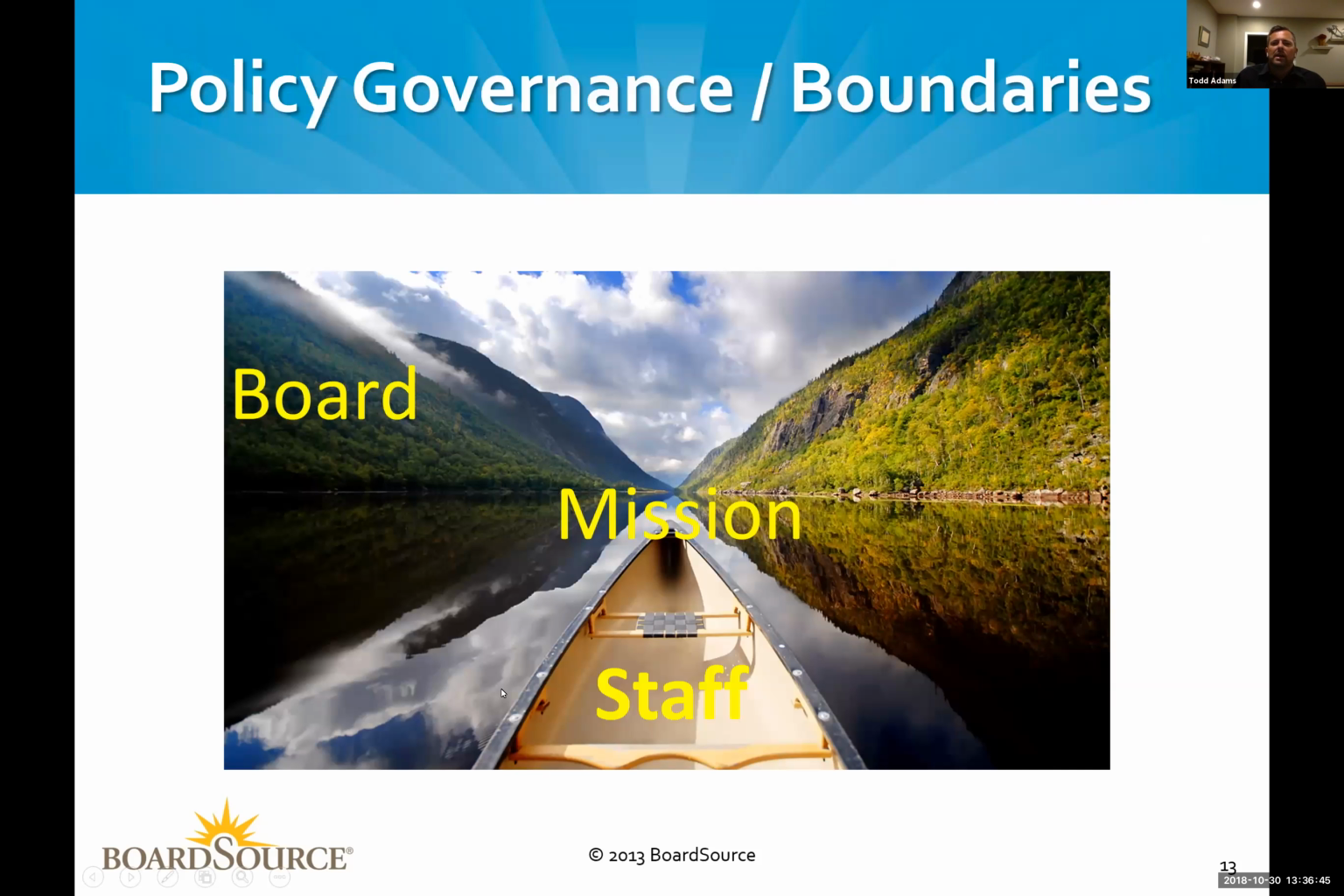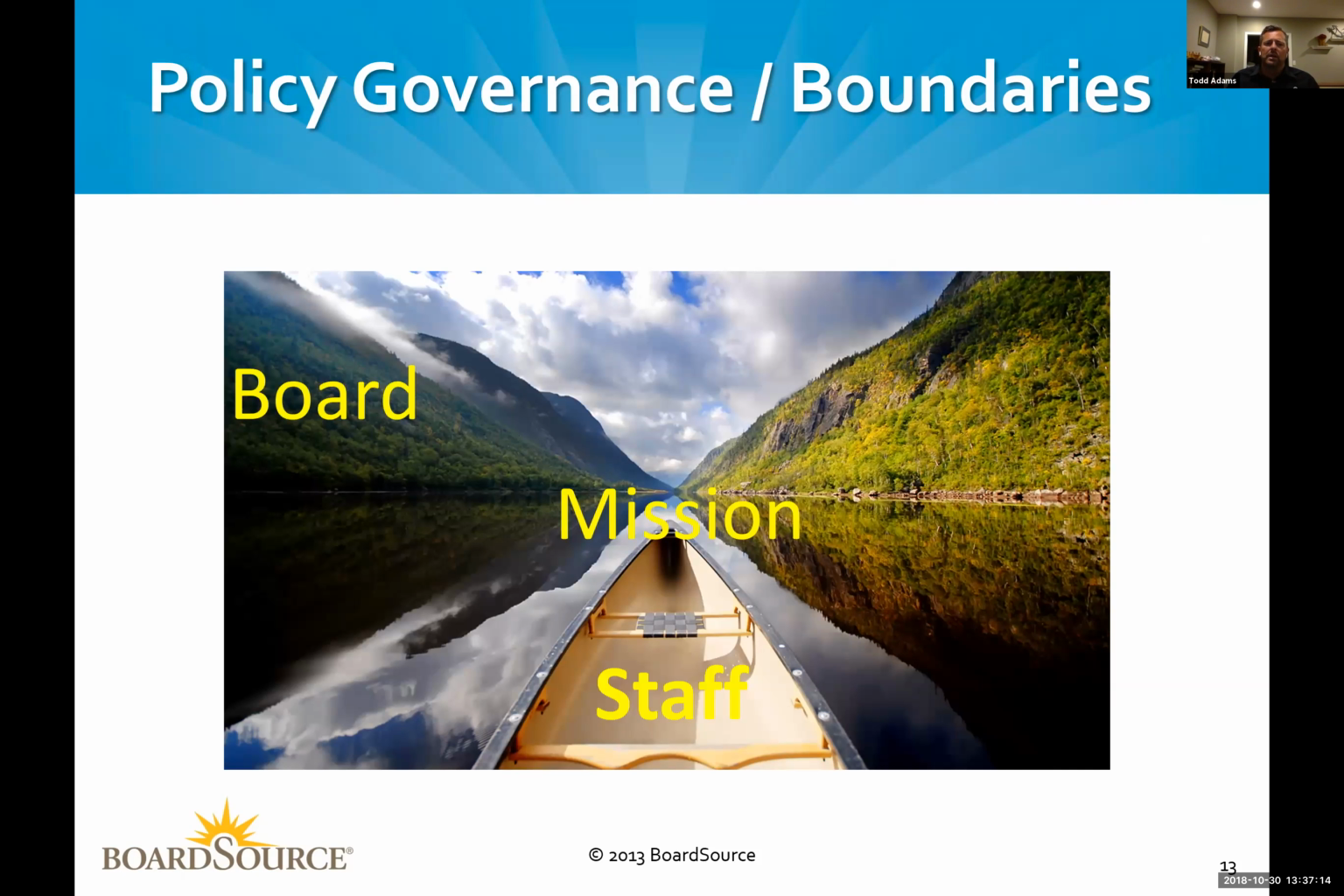All right. So talking a little bit about policy governance and some of the boundaries around this. The question came up about what is the role of the board with mission? And I think this is the most critical thing that any board is involved in, and that is getting a clear and concise mission statement. It's got to be memorable. It ought to fit on a bumper sticker. And we're going to go through a couple of examples here in just a bit.